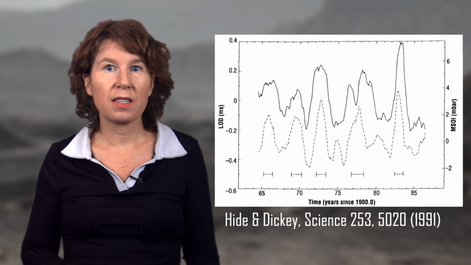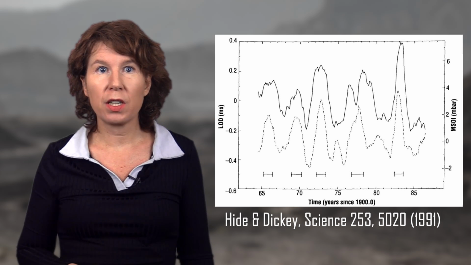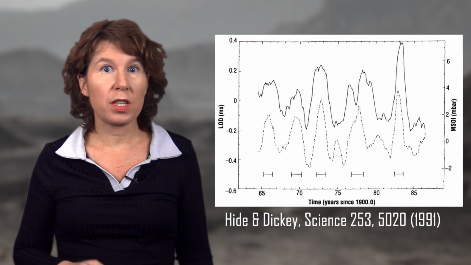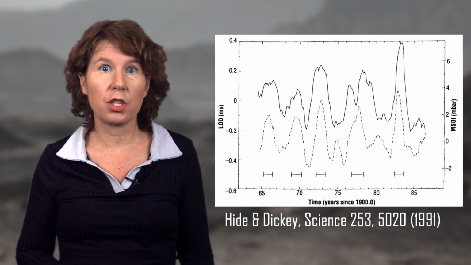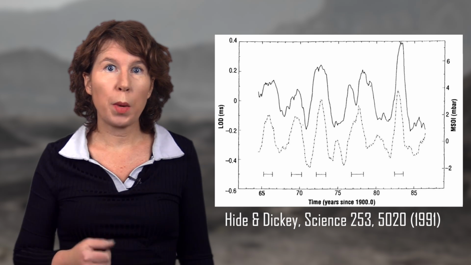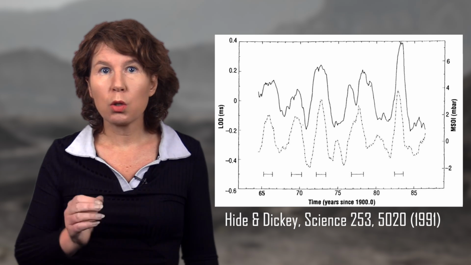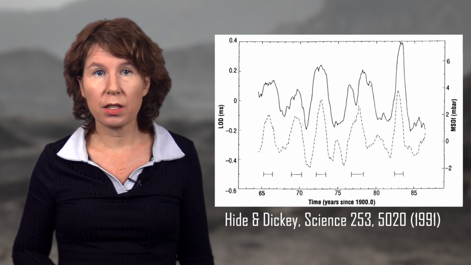The horizontal axis is years and the upper curve is variations in the length of the day. The lower curve is a measure for the strength of the southern oscillation. That's a wind pattern which you may know as the El Niño, La Niña years. You can see right away that they're correlated. Yes, so the length of the day depends on which way the wind is blowing.